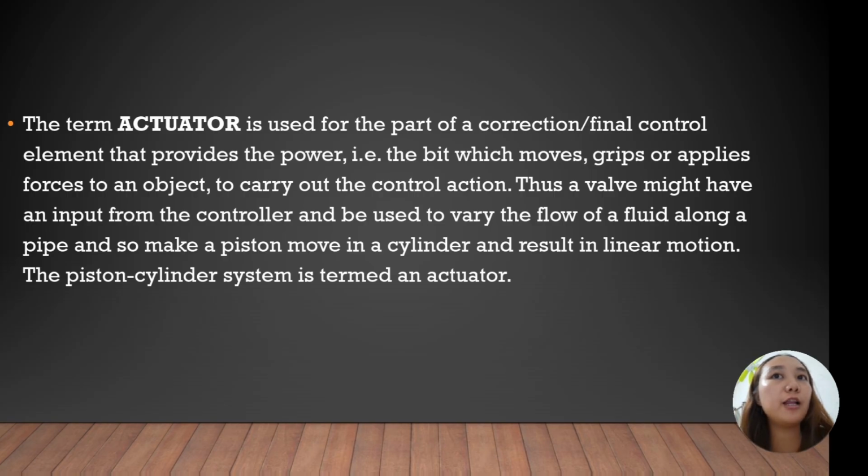So, while the correction element is a device receiving the signals, the actuator is the component that supplies the necessary power. So, it is literally the bit which moves, grips, or applies forces to an object.